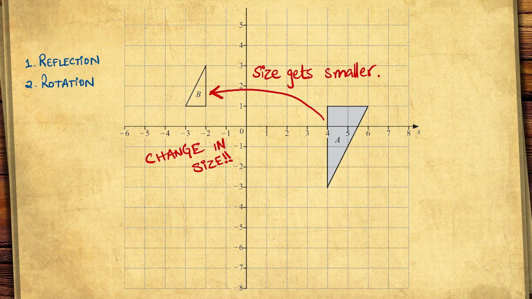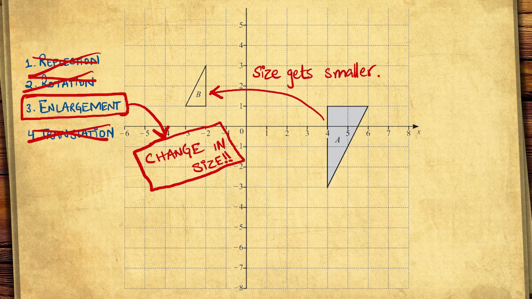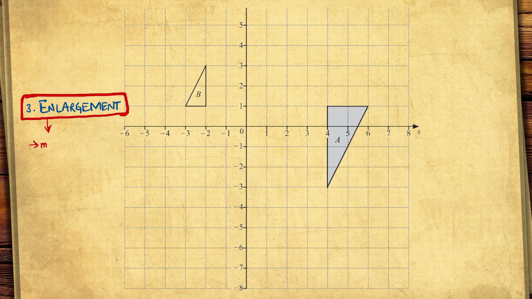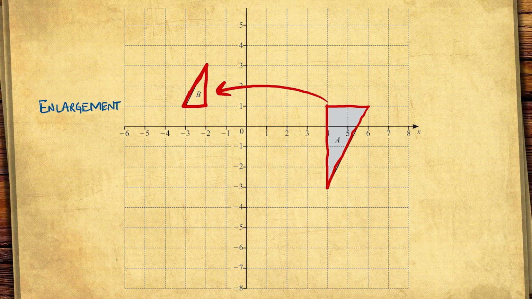And out of all the 4 transformations that are included in our syllabus, only one produces change in size, and that is enlargement. So this transformation can only be enlargement. And enlargement can make the shapes larger, or it can even make the shapes smaller. So whenever there is a change in size, the transformation is enlargement. And so the transformation that maps triangle A onto triangle B is enlargement, because there is a change in size.